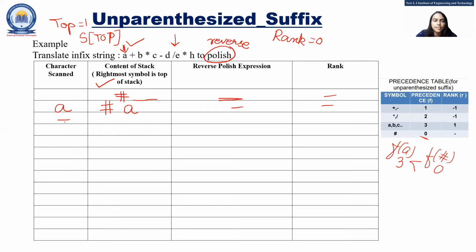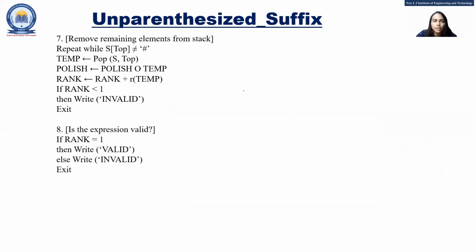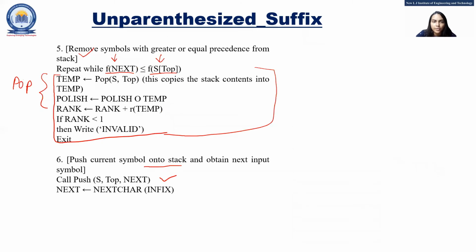Now next is plus. Now we have to compare the precedence of this A and this plus. So students, the precedence of A is greater. Can you see this? This 3 is greater than this 1. So in that scenario, f of plus is less than f of s of top. S of top means the current symbol which is on the stack, so f of A. Precedence of this is 3, precedence of this is 1. Yes, 1 is less than 3. So this condition is right.